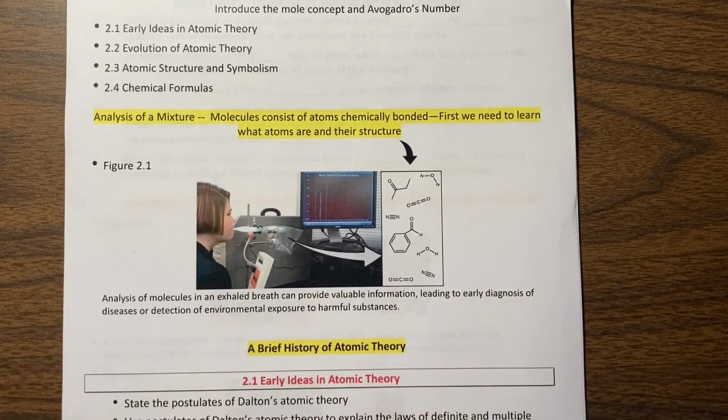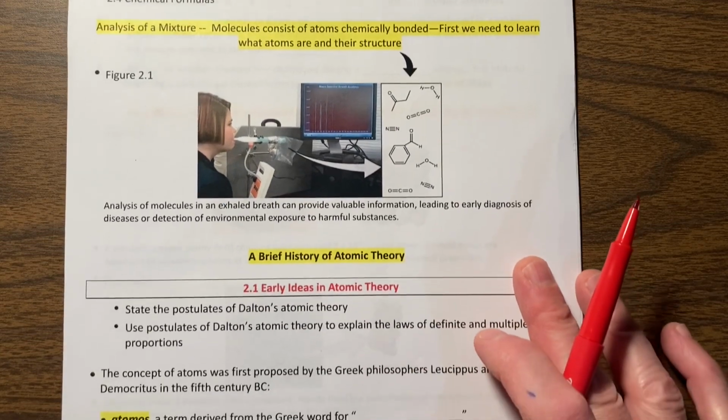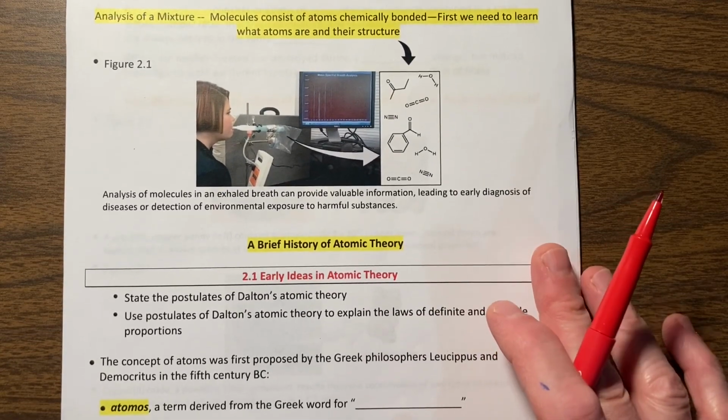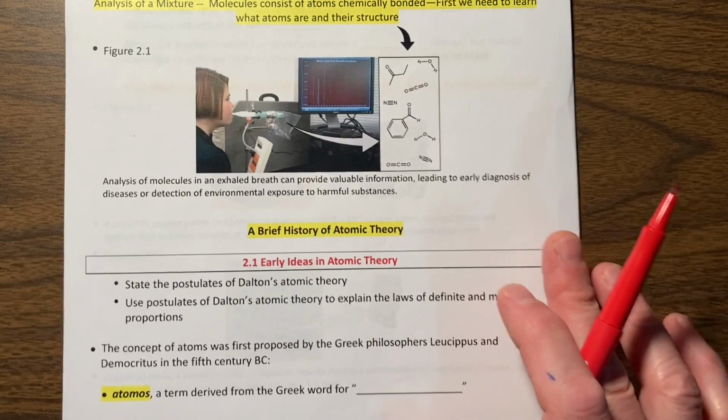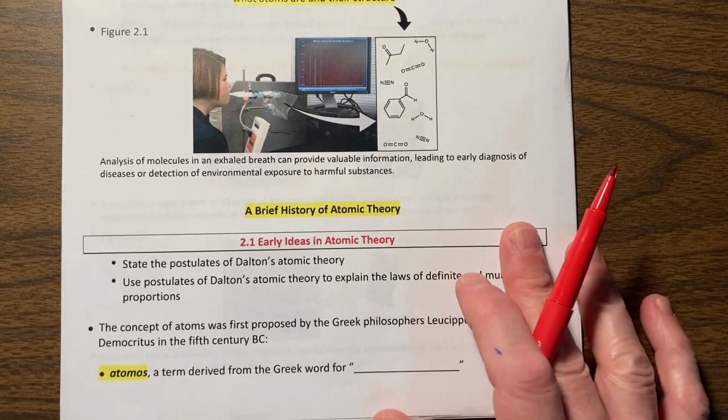What you see in this picture is somebody exhaling into a machine called a mass spectrometer. It's actually a gas chromatograph that separates a mixture, and then the different molecules go into a machine that tells you the mass of the molecules. And none of that technology would be possible if we didn't understand what atoms were. So let's just have a history lesson here and follow along in this outline with me.